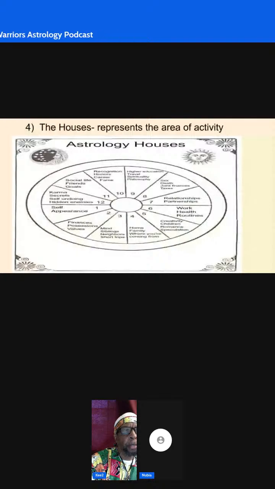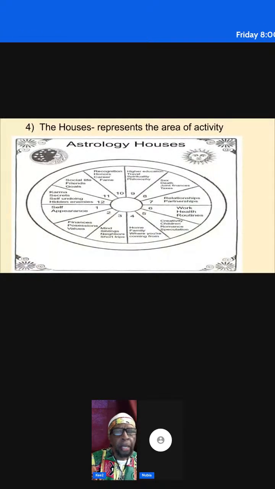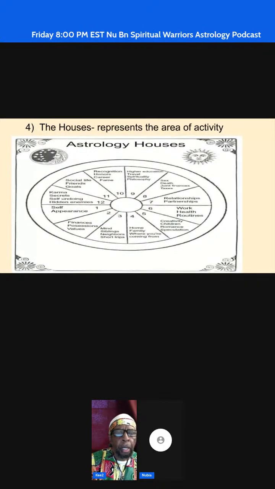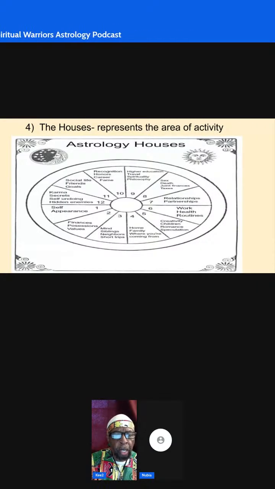Now, as I mentioned previously, you would like to learn, say, at least one key word for the 12 houses. So the key word I mentioned before that I would use for the first house is self. The key word for the second house I would use is values, even though you see other words there. Key word for the third house, there's several words there. Communication is one that I would use, or short trips.